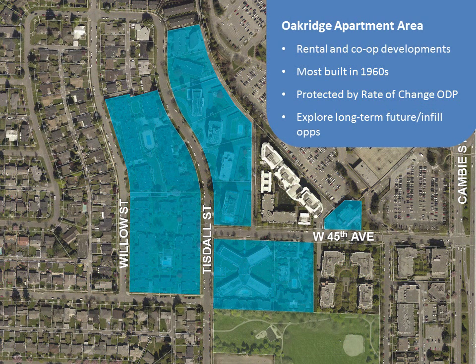The second unique site area is the Oak Ridge apartment area. There are 11 sites of various sizes in this area, including market rental buildings, co-ops, and non-market seniors housing. Most of these buildings were built in the 1960s, and there is a diversity of forms, including 2-story apartment complexes to 9-story buildings. Rental housing is a critically important part of the city's affordable housing stock and is protected by the city's rate of change bylaw, which requires replacement of the rental units if redevelopment occurs.